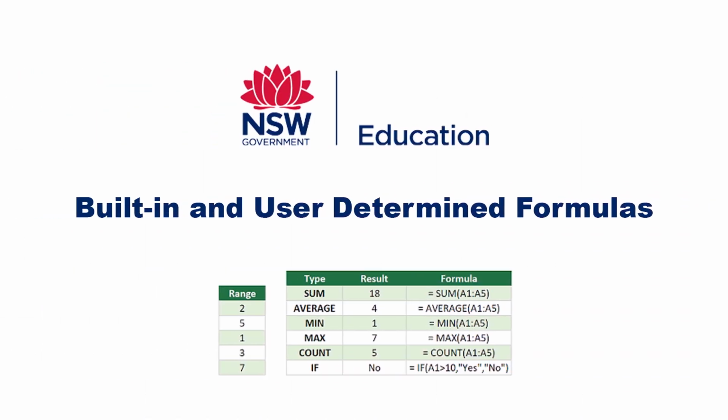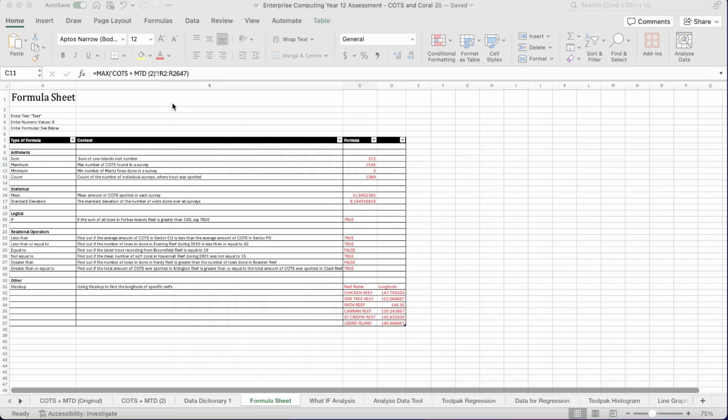Built-in and user-determined formulas. As you can see in my formula sheet, I demonstrate I can use a variety of arithmetic, statistical, logical, relational operators, and other types of formulas. This can be seen in this table where I've got the type of formula, the context, and the actual formula itself. For example, I found the sum of the Lau Islands reef visit number.